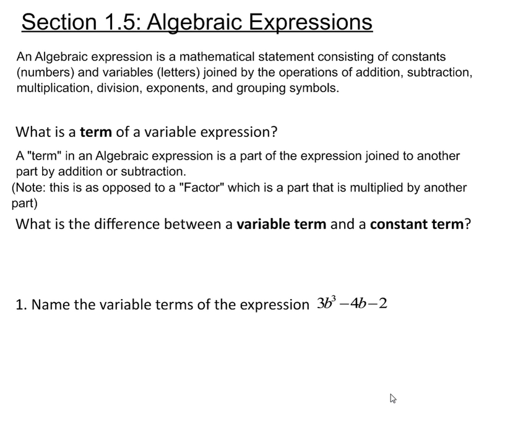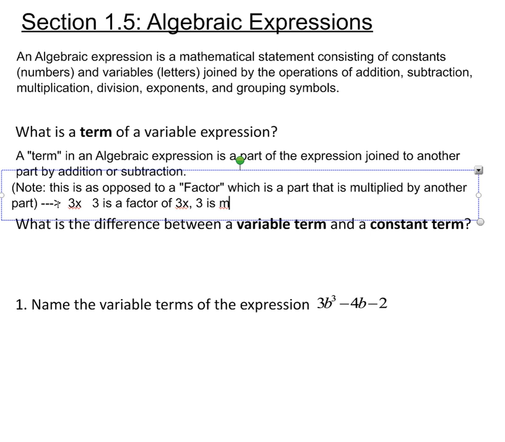In an algebraic expression, we can have a part that is multiplied by another part. For instance, when we multiply together a number or a constant times a variable, we call that number a coefficient. So for example, if I write 3x, 3 is a factor of 3x in that 3 is multiplied by x. So you have to be very careful in the way that you state this.